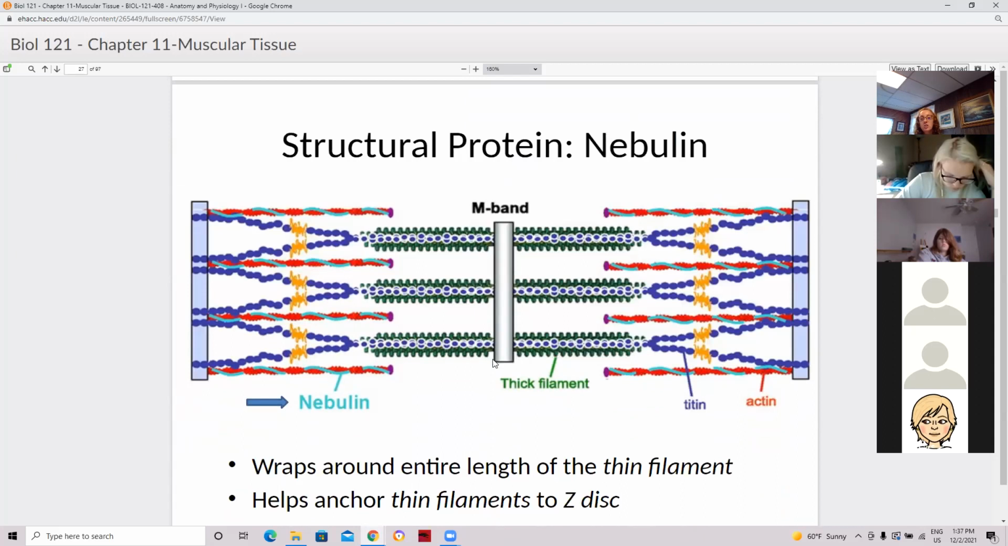Another structural protein, nebulin, is a protein that wraps around the entire thin filament and helps anchor the thin filaments to the Z disc. Here's the Z disc.